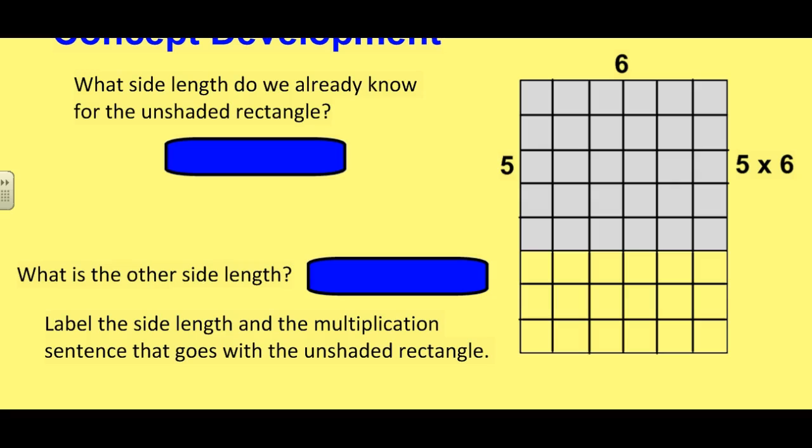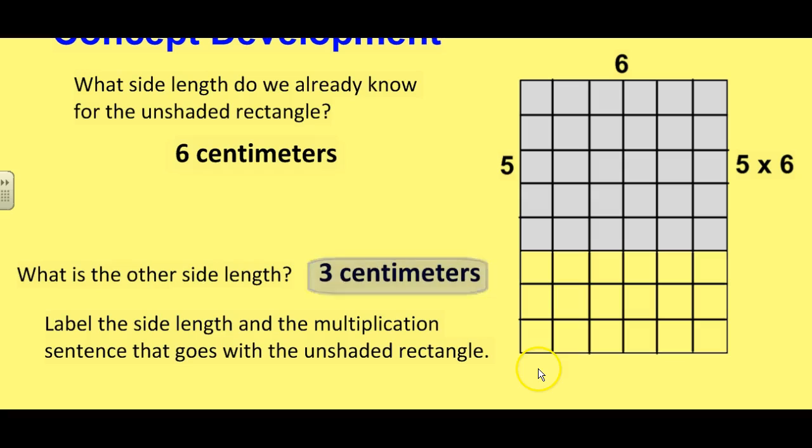So what side lengths do we already know for this unshaded rectangle? What side length do we already know based on what we have right here and right here? Okay, the side length that we already know is 6 centimeters, because if this right here is 6 centimeters, then down here for this unshaded rectangle, this is also 6 centimeters. So we're going to label this side 3 centimeters, because as you can see right here, there's 1, 2, 3 centimeters on this side of the rectangle.